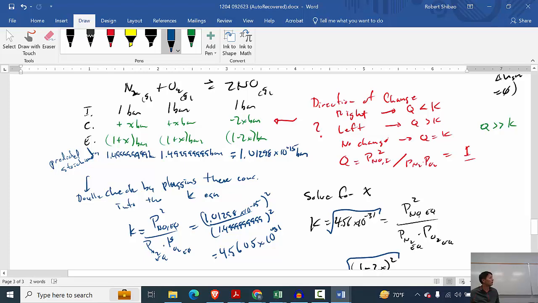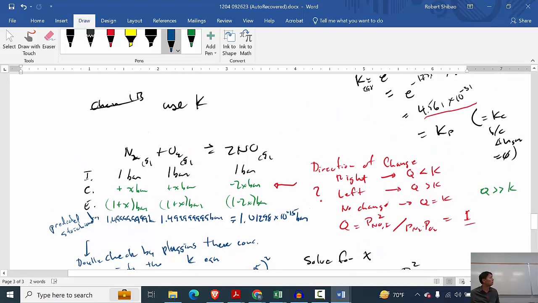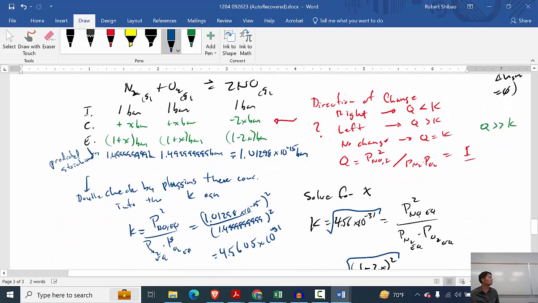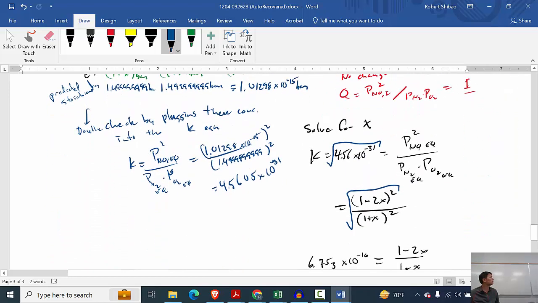What was our K value supposed to equal? Our K value here is supposed to equal 4.561 times 10 to the minus 31. And so do you see it's a match? 4.561 times 10 to the minus 31. And so it checks out.